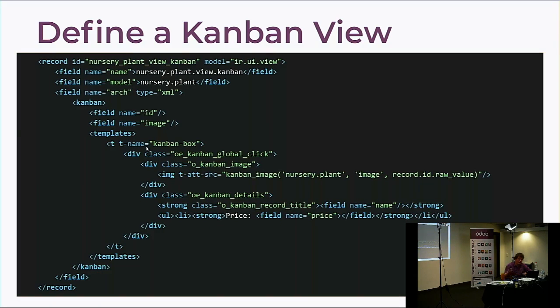So instead of a form tag, we use the Kanban tag, and the template is rendered dynamically for each record. So the syntax may be a little different, but it's not a big challenge to understand it. And you can reuse some existing CSS classes, like Kanban record title, for example, and so on. So here we mainly display the image for the field, for the plant, the name, and the price.